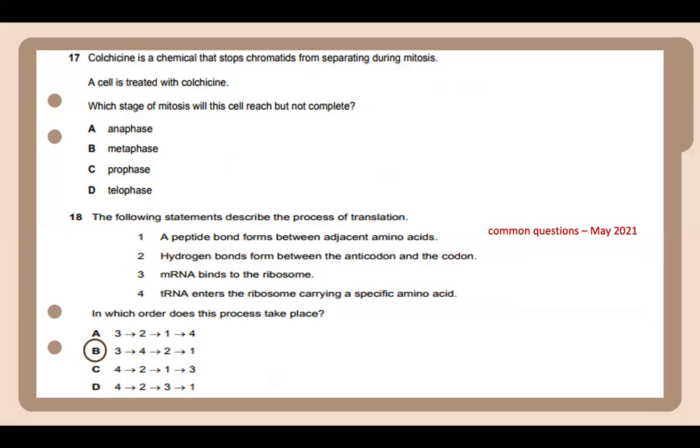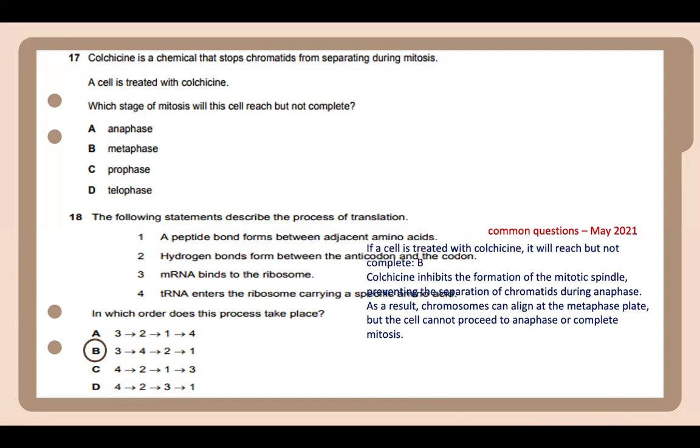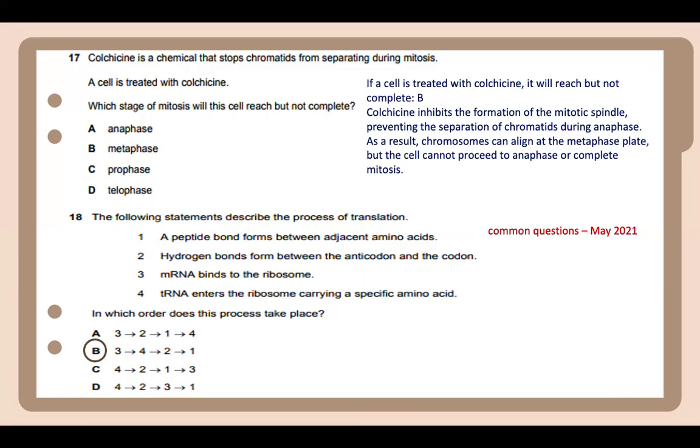Colchicine is a chemical that stops chromatids from separating during mitosis. A cell is treated with colchicine. Which stage of mitosis will these cells reach but not complete? The answer will be metaphase. Colchicine inhibits the formation of the mitotic spindle, preventing the separation of chromatids during anaphase. Therefore, chromosomes can align at the metaphase plate, but the cells cannot proceed to anaphase or complete mitosis.